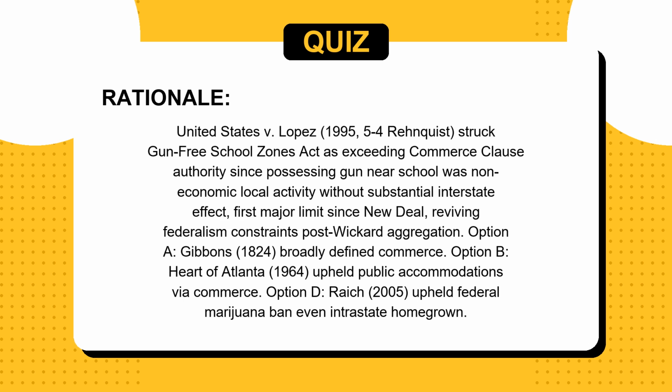Option A, Gibbons, 1824, broadly defined commerce. Option B, Heart of Atlanta, 1964, upheld public accommodations via commerce. Option D, Gonzales v. Raich, 2005, upheld federal marijuana ban even interstate homegrown.